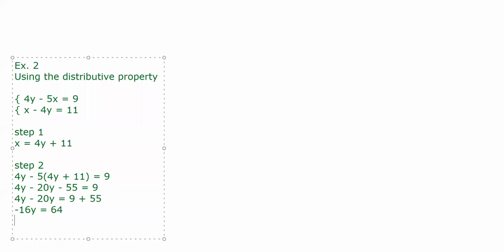So the value of y, what is? If you pass the 16 that is multiplying, it's dividing to the other side. So this is 64 divided by 16. But this is going to be negative, okay? Then we obtain that y is equal to negative 4.